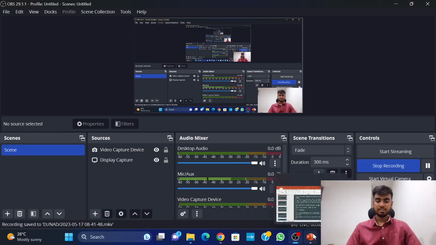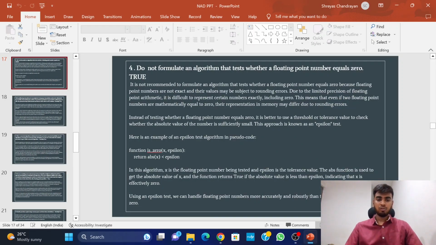Now, let us read our next statement. Do not formulate an algorithm to test whether a floating point number equals 0. It is not recommended to formulate an algorithm that tests whether a floating point number equals 0 because floating point numbers are not exact and their values may be subjected to rounding errors. Due to the limited precision of floating point arithmetic, it is difficult to represent certain numbers exactly, including 0. This means that even if two floating point numbers are mathematically equal to 0, their representation in memory may differ due to rounding errors.